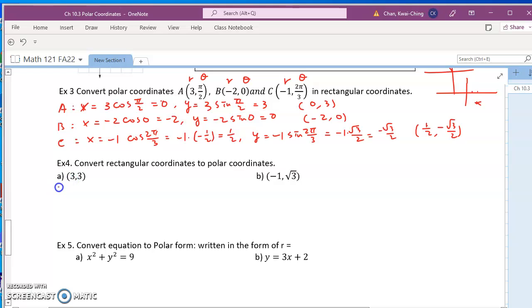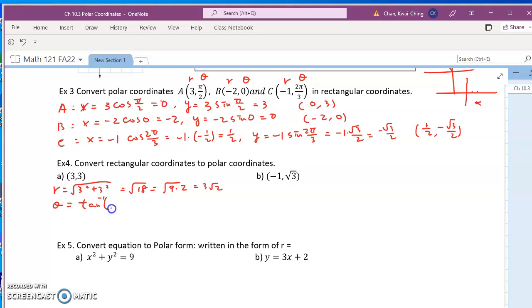So for a, 3, 3, r would equal the square root of 3 squared plus 3 squared, equal to the square root of 18. Simplify it, it is equal to 9 times 2, so it's 3 root 2. You can see that when I do the r, by default, we put the positive r. Okay, it's 3 root 2. Theta is arctangent of y over x. So in this case, it's 3 over 3. This is our x, and this is our y, so 3 over 3. So arctangent 1, and 3, 3 is in the first quadrant, so that's pi over 4.